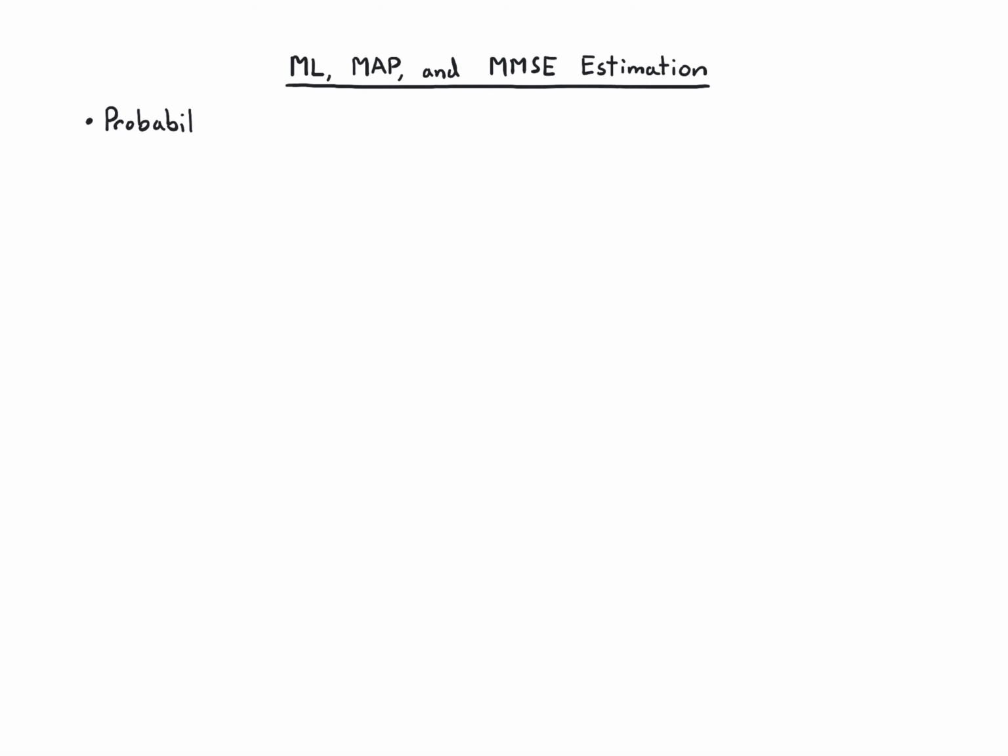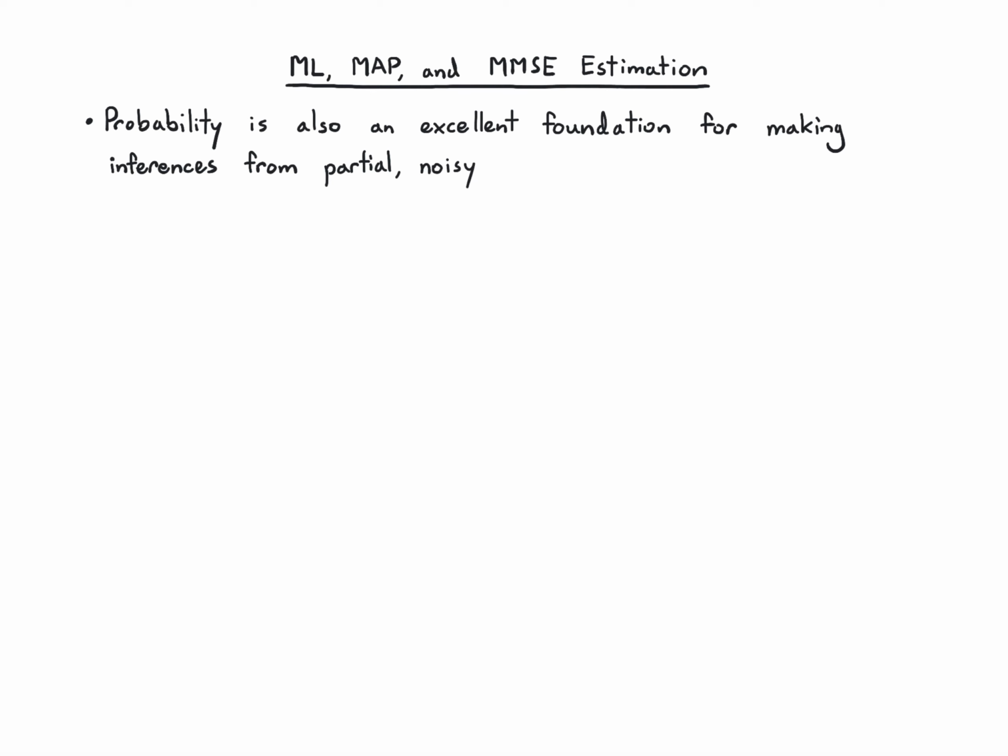So probability is also an excellent foundation for making inferences, right? So we saw before in detection theory how to make decisions. So we're going to make inferences here from partial, noisy observations. And this is known in the literature as estimation theory. So you're trying to estimate something, or statistical inference. You're trying to infer some value.